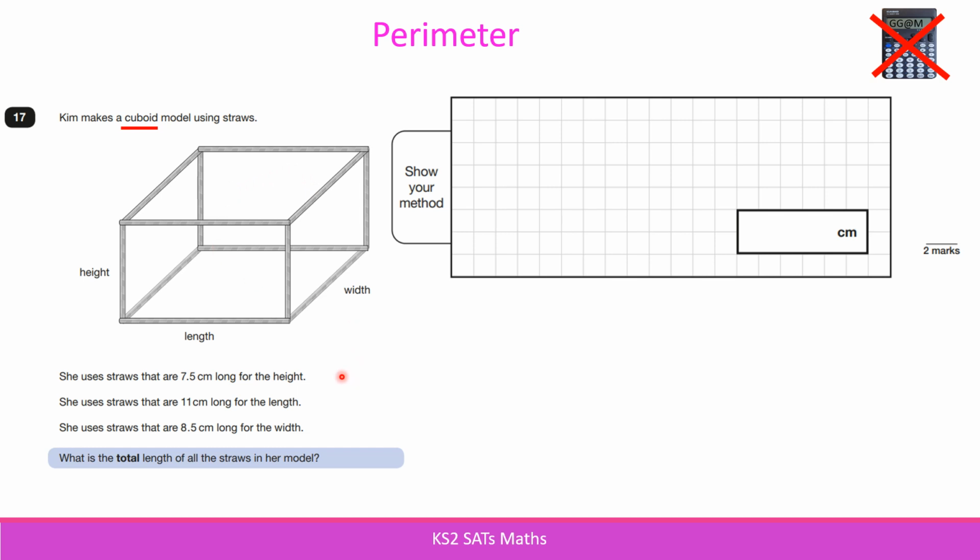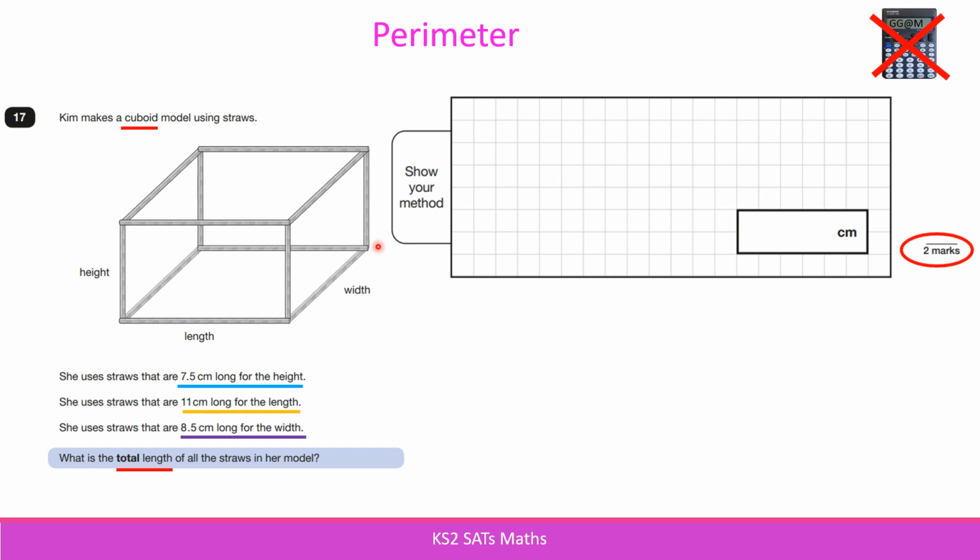And you're told that the straws are 7.5 centimetres for the height, which is this distance here. So the vertical ones are 7.5. They're 11 centimetres for the length, so the distance along the bottom is 11 centimetres. And 8.5 centimetres for the width, so the distance back is 8.5 centimetres. You've got to work out the total length of the straws in the model.